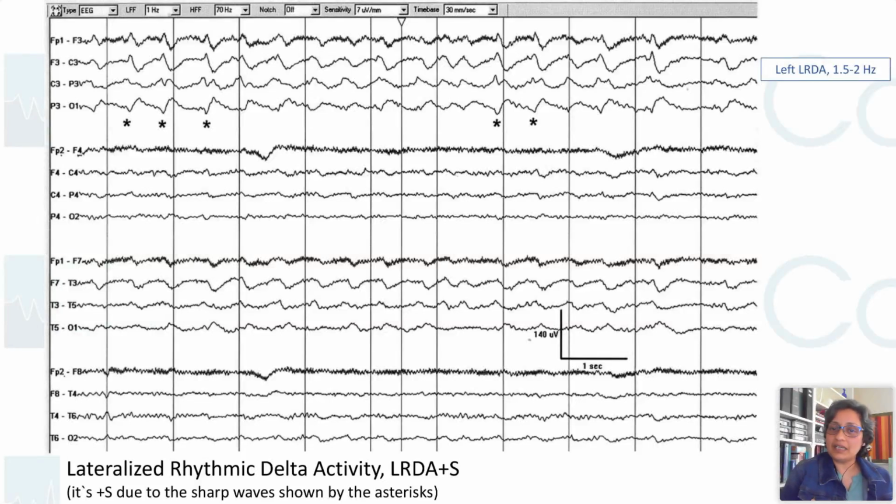So when you're describing it as lateralized rhythmic delta activity, please quantify it as 1.5 to 2 hertz of LRDA plus S.